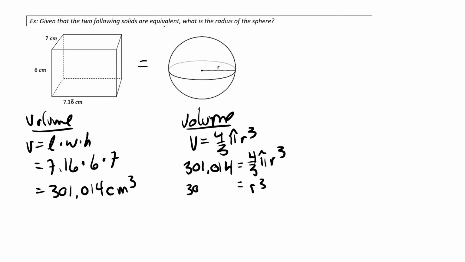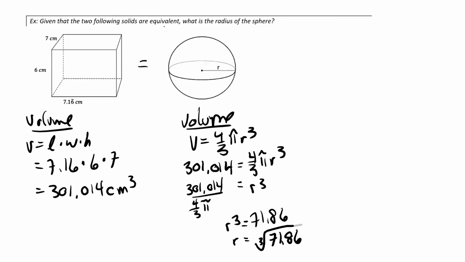So we'd end up with 301.014 divided by 4/3 times pi. And if we do that math, we end up with r cubed is equal to 71.86. We now need to do the cube root of 71.86 to get r. So we're looking for the cube root of 71.86. And that equals 4.16 centimeters.